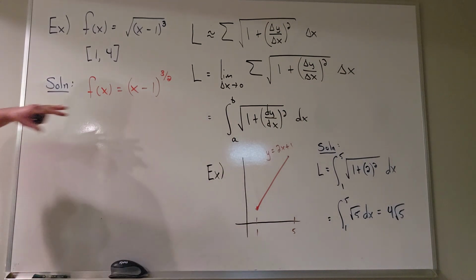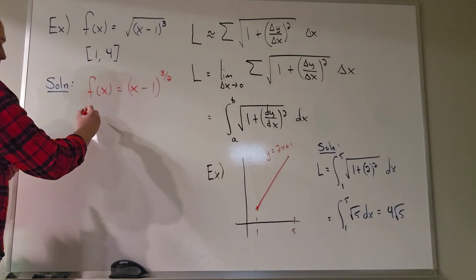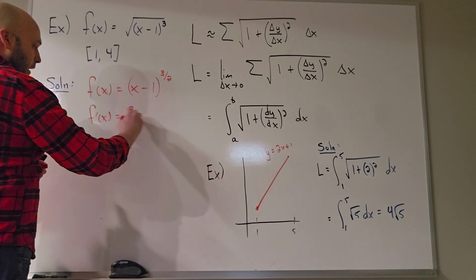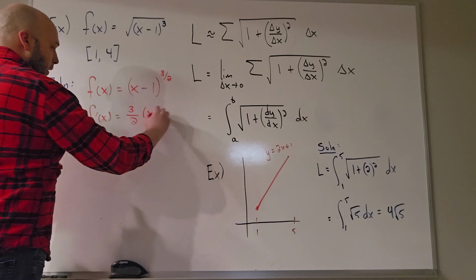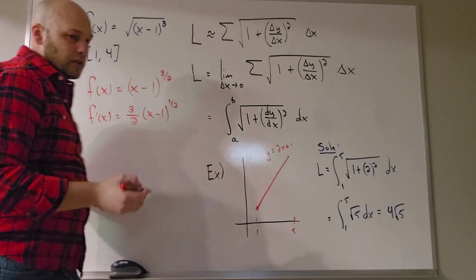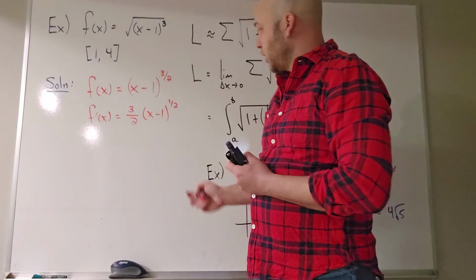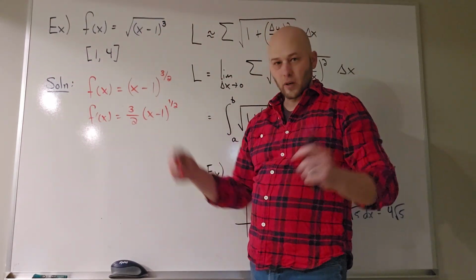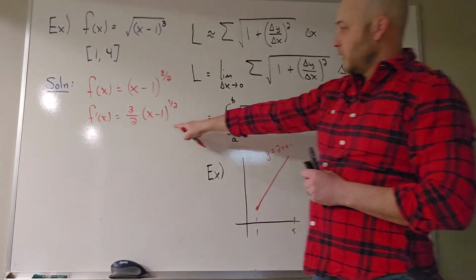All right, so then when I take the derivative of this, f prime would be 3/2, and then x minus 1 to the 1/2. There is a composition there, so I would need a chain rule, but the derivative of x minus 1 is 1, so 1 would come out as a factor. So therefore, I would have this right here.